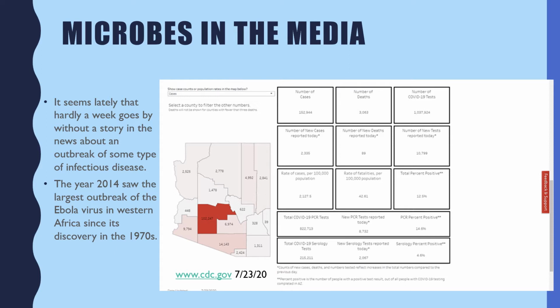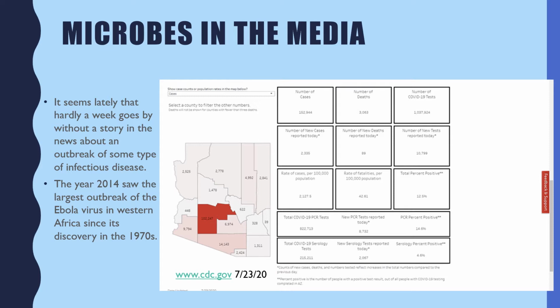And this indicates that the number of cases here in Arizona is 152,000 and some change, almost 153,000, which is substantial when we look at the other states, like we're the new hotspot. Number of deaths are totaling over 3,000 with more than 1 million tests. New cases reported as of today, 2,335. New deaths reported today, 89 in Arizona. 89 people died today due to COVID.